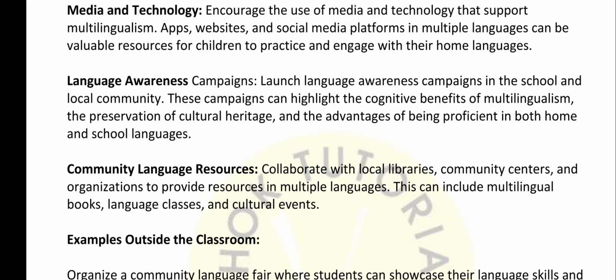Now, we should also organize language awareness programs or campaigns in the school and also in the community, in the neighborhood, in the village. These campaigns will help us to preserve, to expand, to extend our cultural heritages, and also it will give us profit in being proficient, fluent in what? In English and also our home language, be it Khasi, be it Garo. All right.